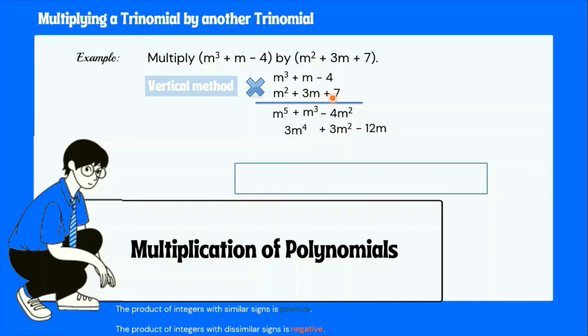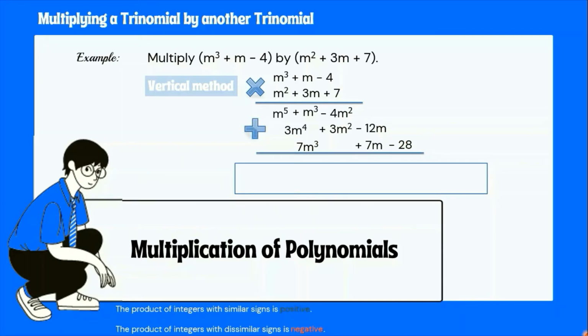Doon tayo sa pangatlong term, 7 multiplied by m cubed ay magiging 7m cubed. Itapat natin ito dito sa m cubed, then ang literal coefficient. And then 7 multiplied to m ay 7m. Tapat din natin siya. Pareho sila ng literal coefficients. And then 7 multiplied by negative 4 is negative 28 because of their different signs. Add them all together.